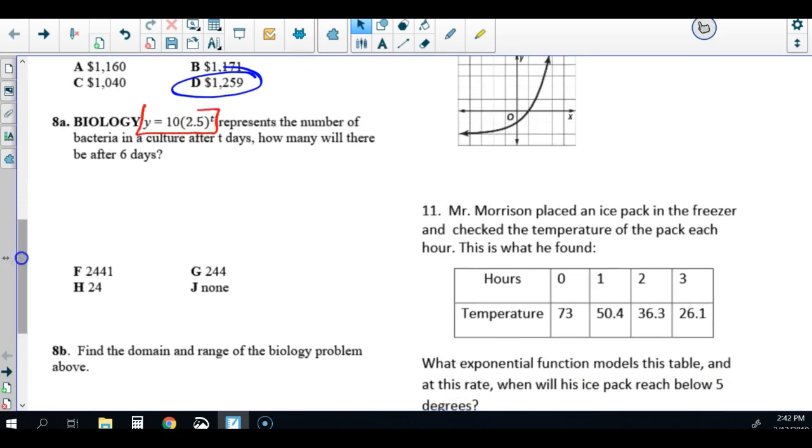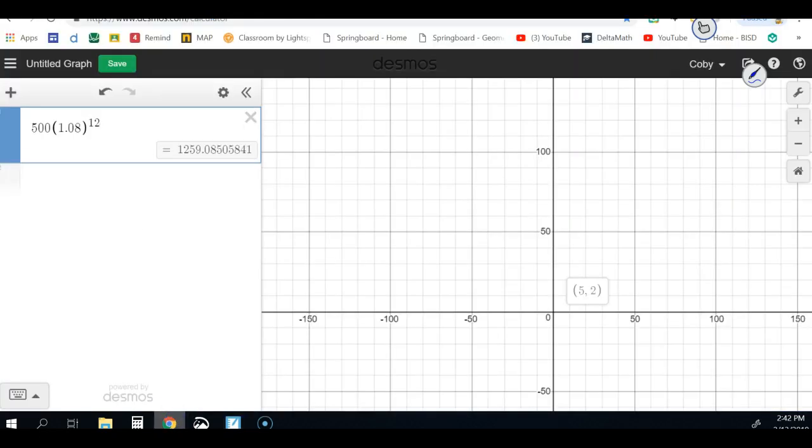Number 8, biology. They give you the equation, which represents the number of bacteria in a culture after T days. How many will there be after 6 days? Take the equation and just plug in a 6 for your T. 10 times 2.5 to the power of 6. In the Desmos calculator, that's 2441.